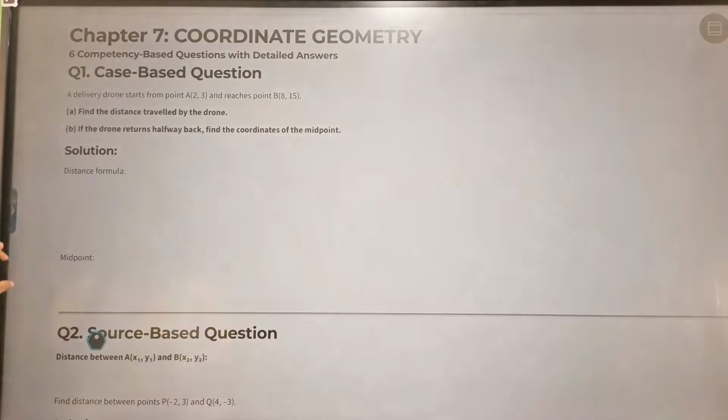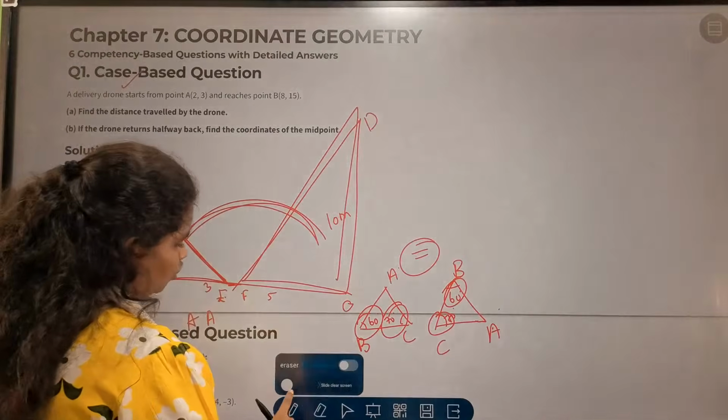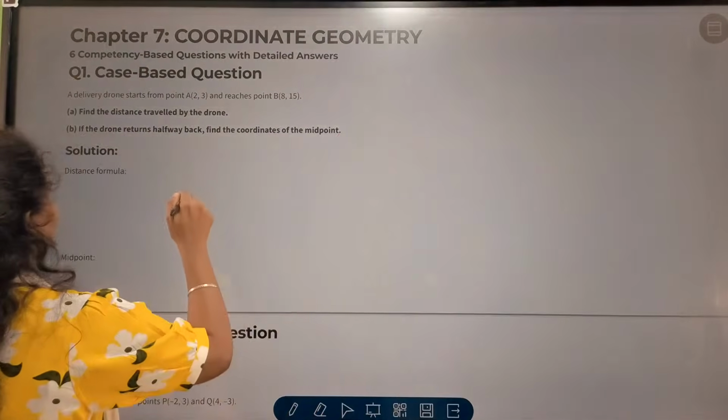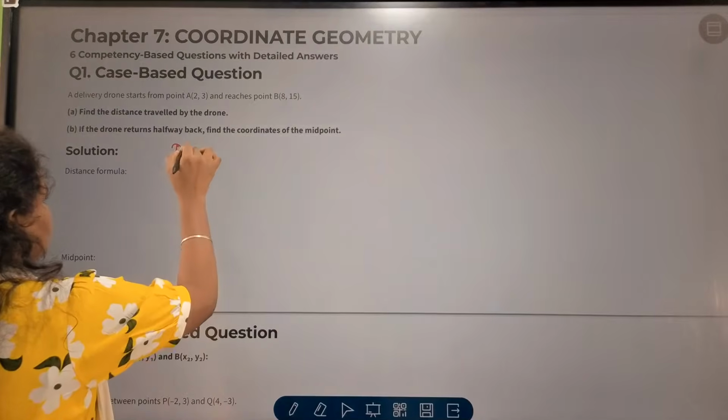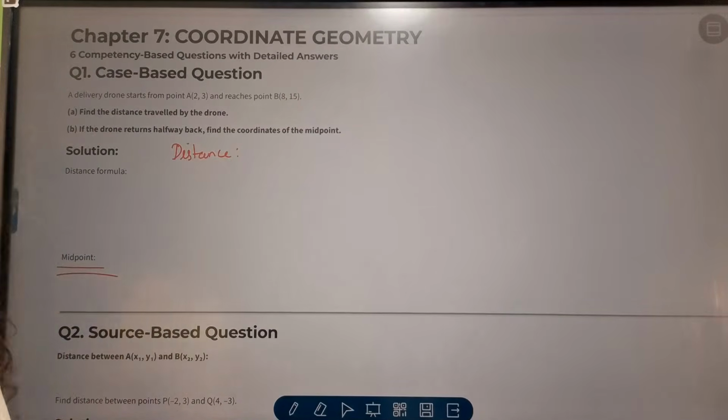See, so in the first question itself, both the methods we're going to apply. One is distance and another is the midpoint formula, right? So the distance formula, can anyone try?